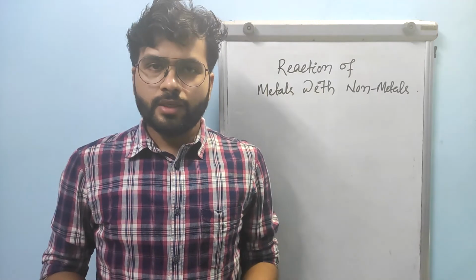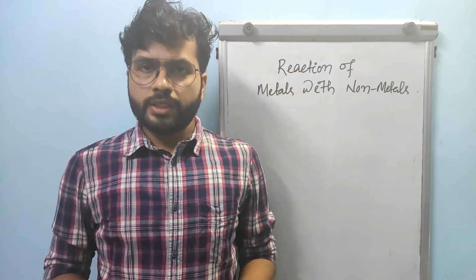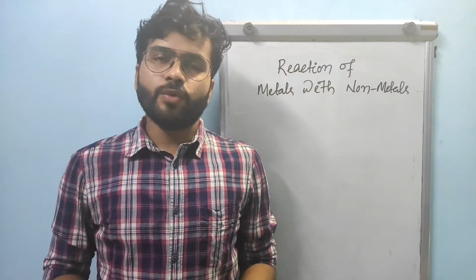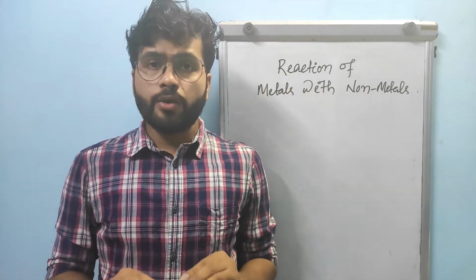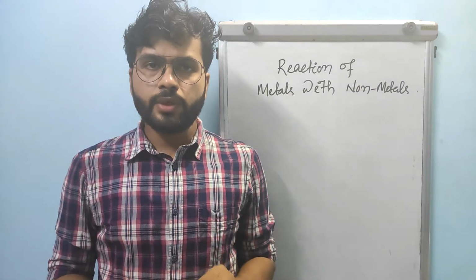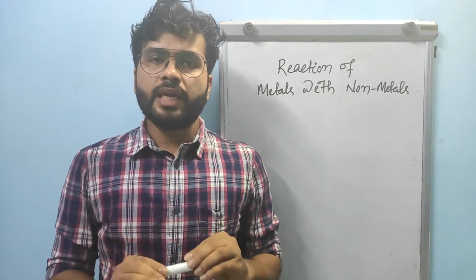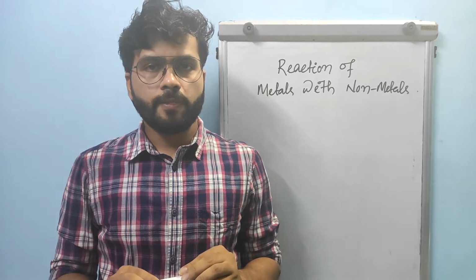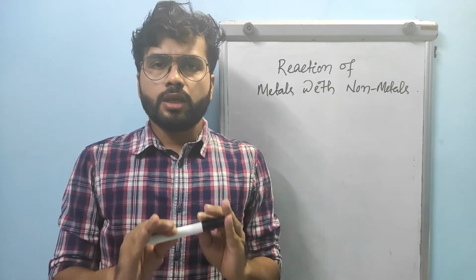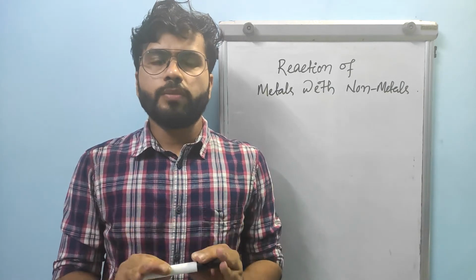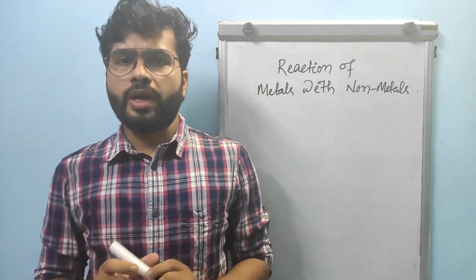Hello everyone. In this module, we will discuss the reaction of metals with non-metals. Here we will discuss the formation of ionic compounds through transfer of electrons, and we will be representing the electron dot structure. When we talk about an ionic compound, we mean a compound which is formed through the formation of ions. Let us take one example.